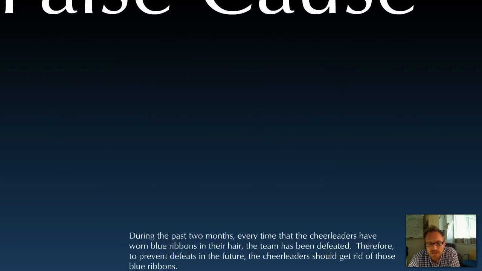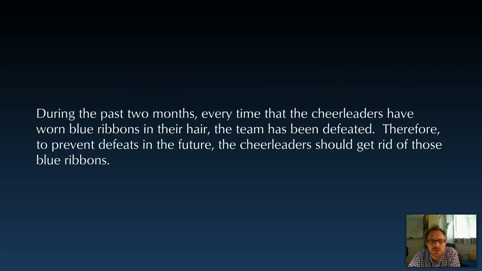False cause. The false cause fallacy is one in which the premise is supposed to function as evidence of a causal link to the conclusion, but you're pointing to something that's not really the cause, a false cause. So here's an example. During the past two months, every time the cheerleaders have worn blue ribbons in their hair, the team has been defeated. Therefore, to prevent defeats in the future, the cheerleaders should get rid of those blue ribbons, right?